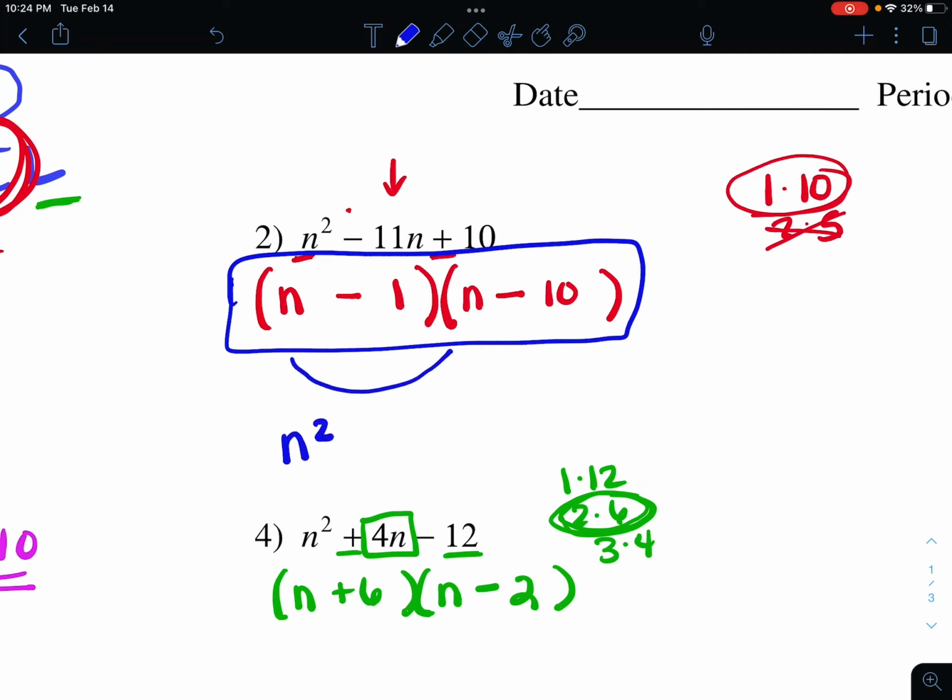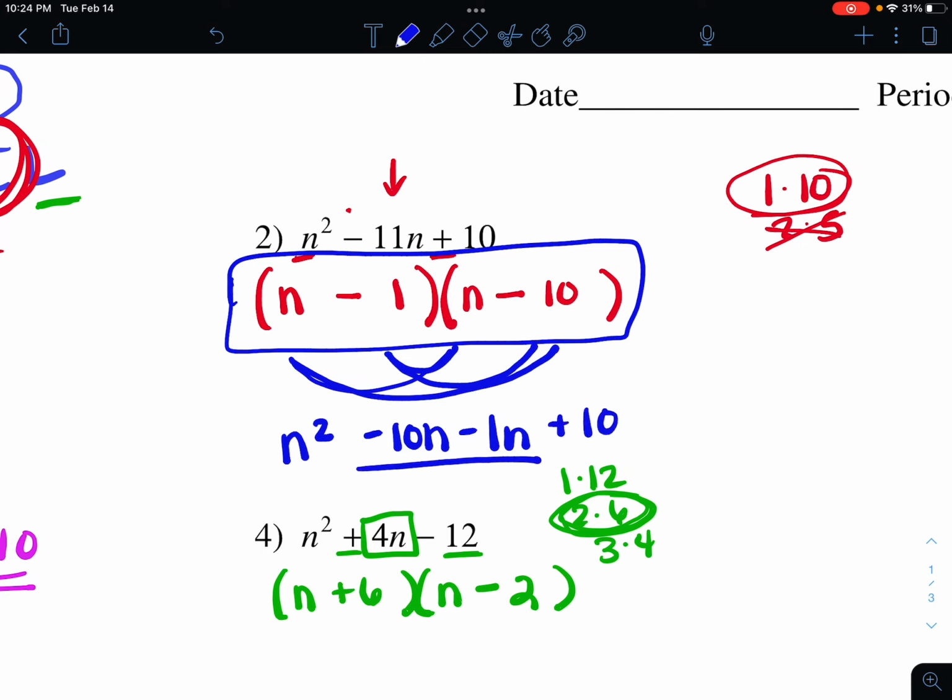If I were to multiply this out, n times n is n squared. N times negative 10 is negative 10n. Negative 1 times n is negative 1n. And then negative 1 times negative 10 is positive 10. Negative 10 minus 1 is negative 11. Okay, so you have to be careful and pay attention to where the plus and minus signs are in these problems. Okay, so let's do one more of those with a negative first.